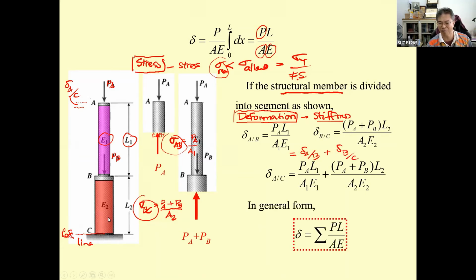So the combination of them can be said to be the sum of PL over AE. And this one must be less than the allowable deformation. Okay, this is set by the design code. It is going to be very, very small in order for the structural member to perform its intended function properly.